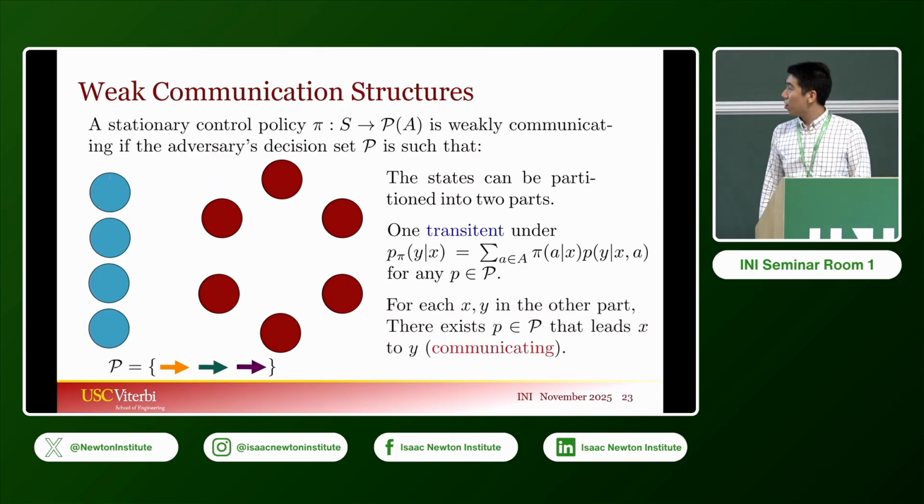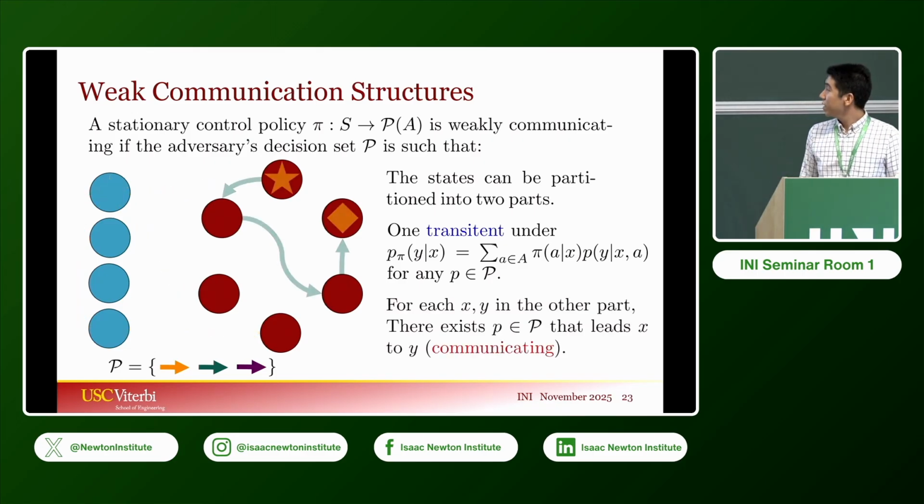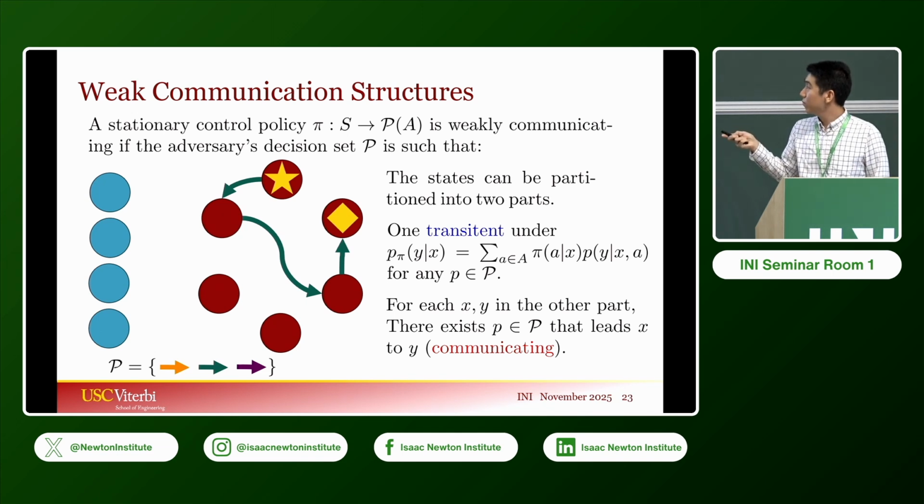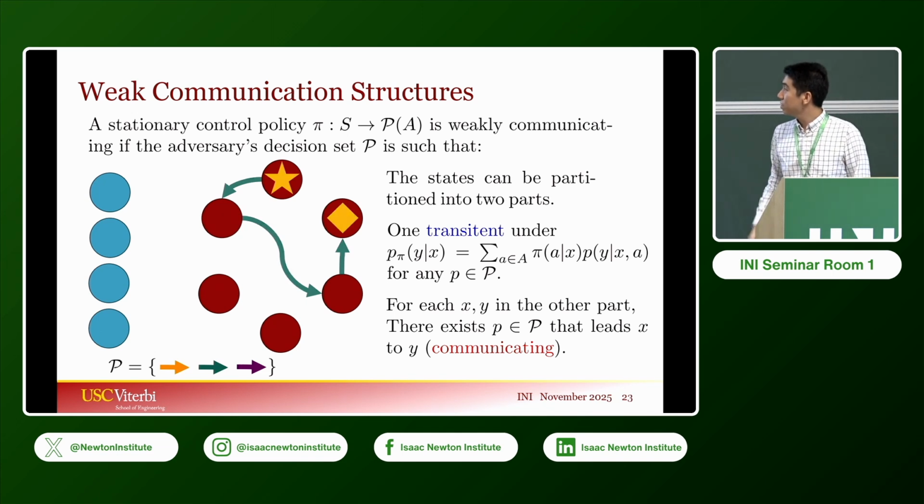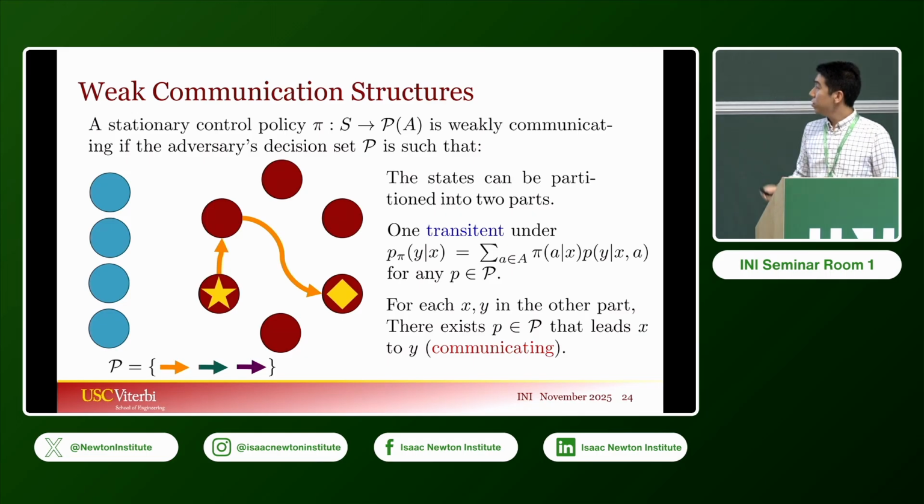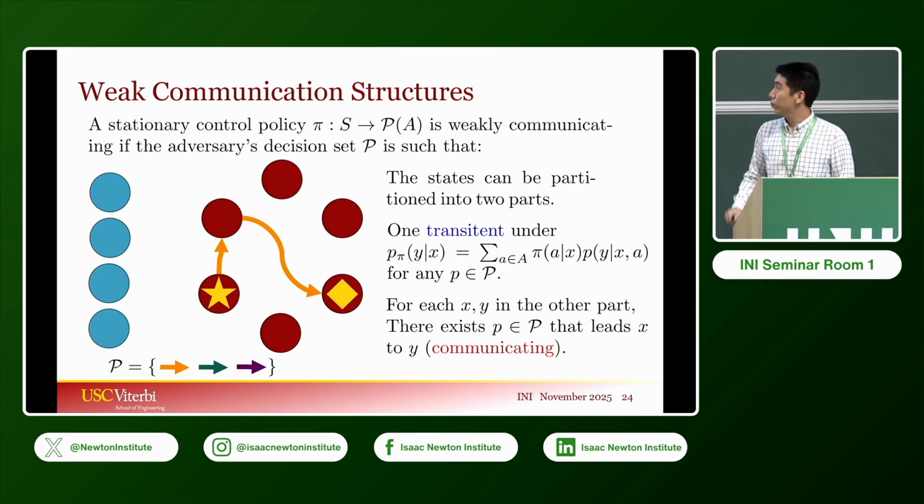The red states are communicating, in the sense that for each pair of starting and ending states within this communicating class, there exists a kernel such that it leads the starting state to the ending state. So here you see the green one leads the star to the diamond, and this orange one leads the star to this diamond. So for each pair, you have a kernel that does that. So that's weak communication.